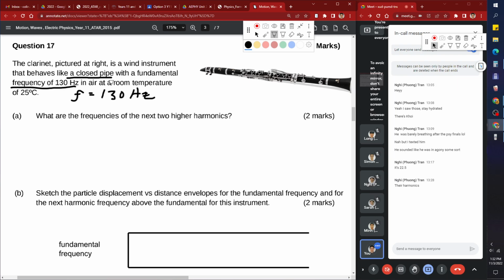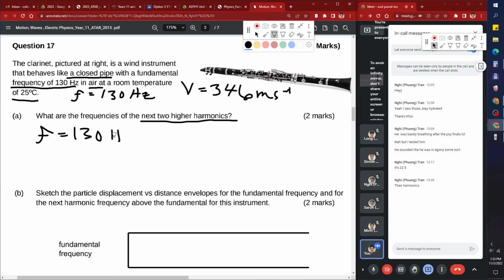Air is at room temperature, 25 degrees. You guys know what that means. That means the velocity of air is 346 meters per second. Remember? We just looked at that in the previous part. What are the frequencies of the next 2 higher harmonics? So this is closed, right? We just talked about all this. So F we know is 130. The next two higher ones are 3F because it'll only be the odd ones. So it's going to be 3 times 130.